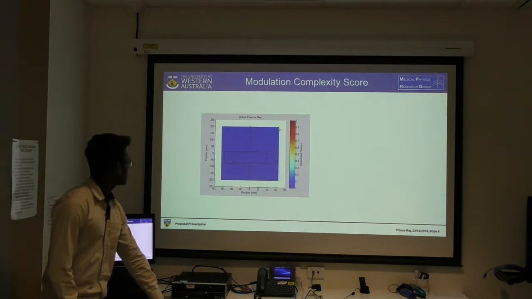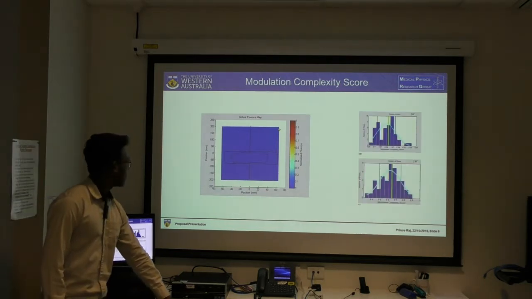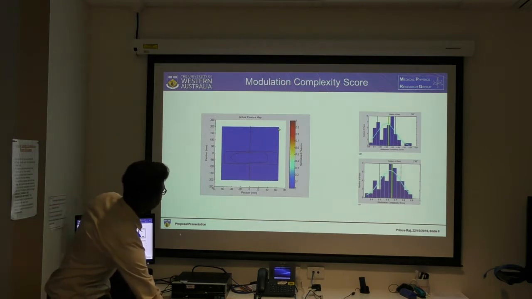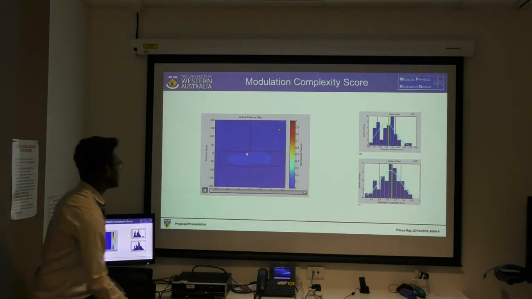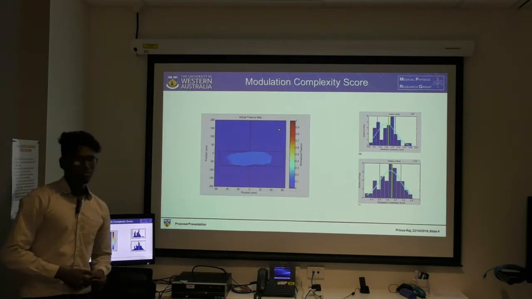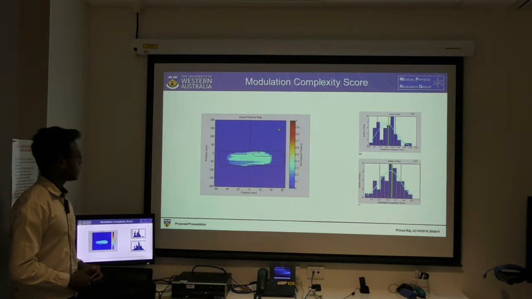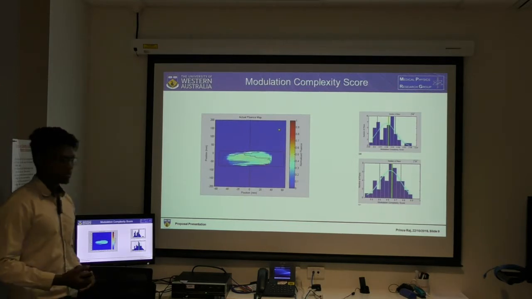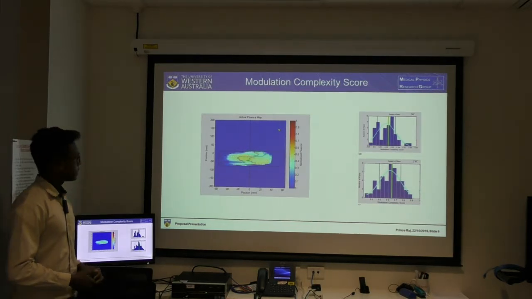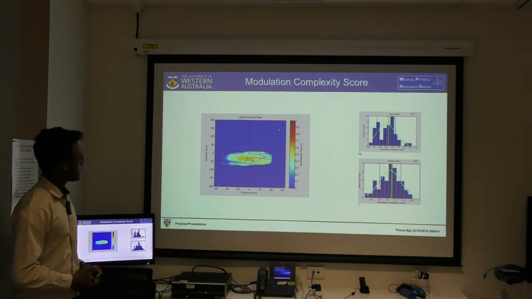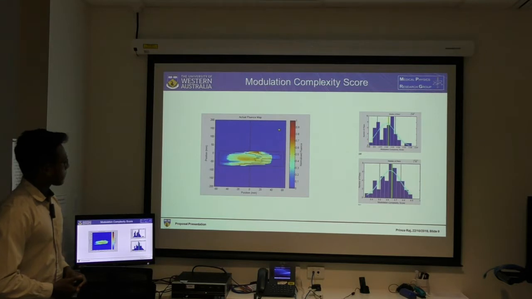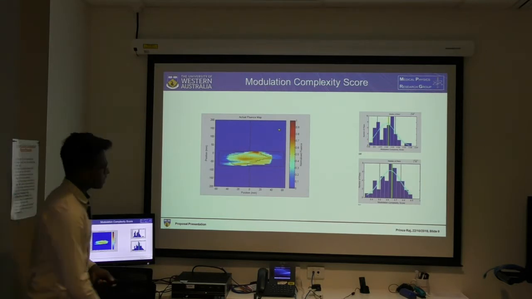So here you can see how, if the MLC is varying, it will change the intensity of the intensity map. This is an actual fluence map for a 4-dimensional VMAT plan, I think. So you can see the intensity being varied.